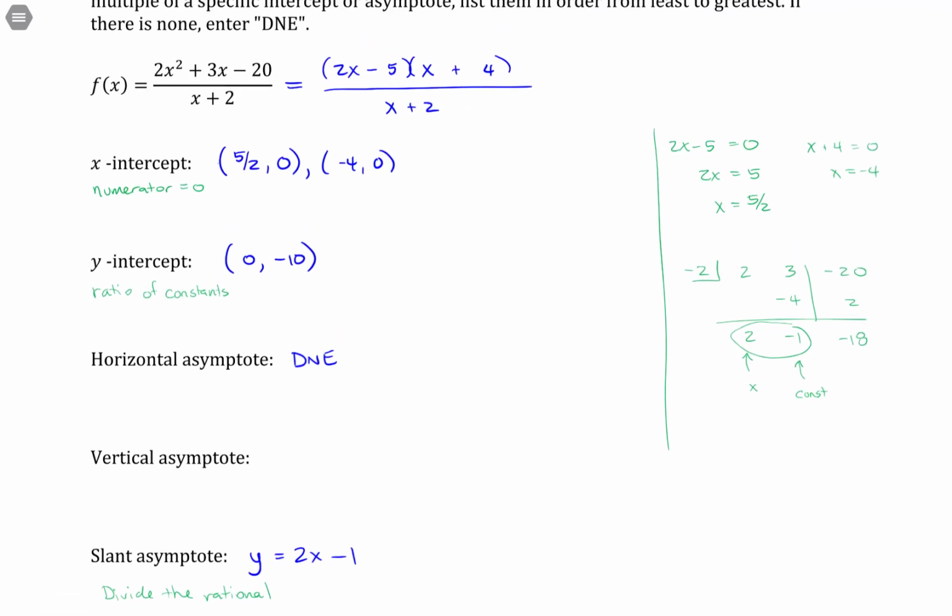Vertical asymptotes. Vertical asymptotes occur where the denominator is equal to 0. So in this case, it's similar to the x-intercepts, but now we're just looking for the denominator. So we take any zeros or any factors we have there, set them to 0 and solve. So if I take x plus 2 and set it to 0, I get x equals negative 2. And I don't need to change that into a coordinate pair because a vertical asymptote is a vertical line.